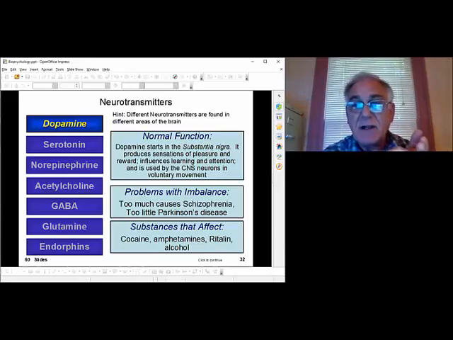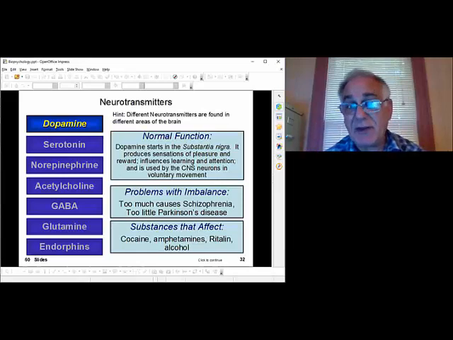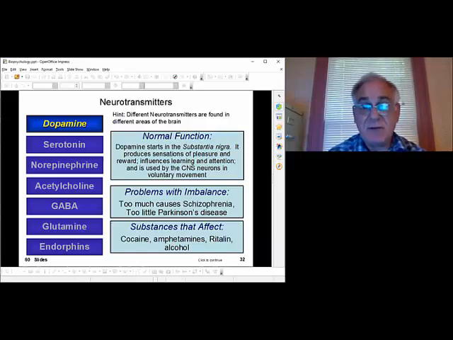And once you have schizophrenia written on your medical record, it is nearly impossible to get it off, even if it's their fault that you have schizophrenia for only the portion of time that you're taking the drug. And then when you're off the drug, your dopamine level will return to normal and you won't be schizophrenic anymore, but they keep it on your record. And that's wrong. That's just wrong. But we've been fighting that fight for years. So the problems with the imbalance and the substances that affect it, we've just gone over.